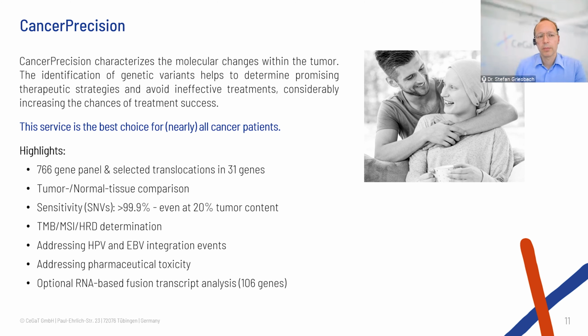We're looking here at a panel with a dedicated 766 genes on it, and we're looking at DNA level on selected translocations in 31 genes. We'll come to that a little bit later in the talk, why detecting structural variants on DNA level might sometimes be complicated. We are always doing a tumor normal tissue comparative sequencing, and I will go a lot more into depth on why it is so important to do a tumor normal tissue comparison.